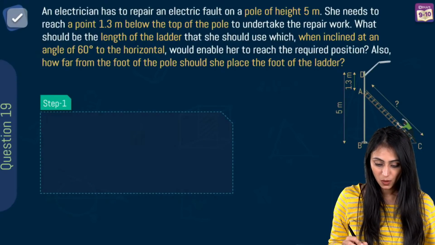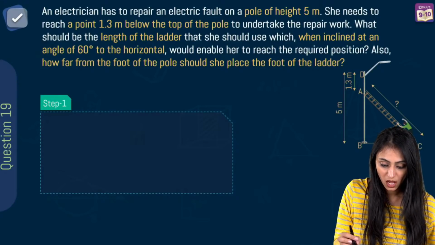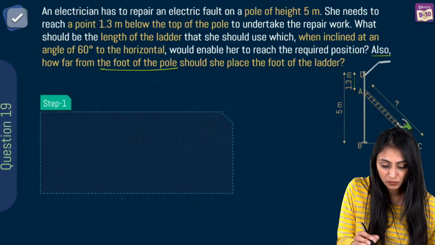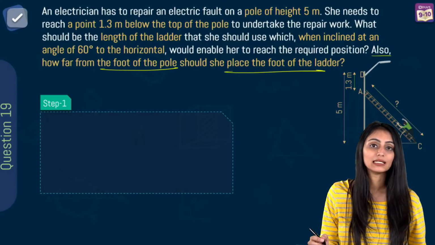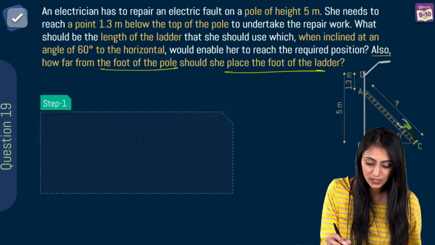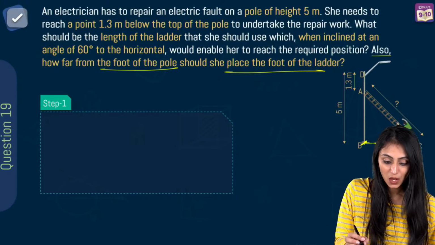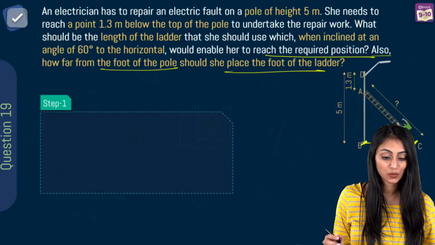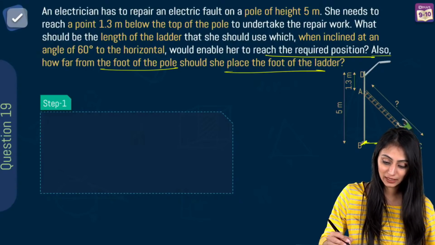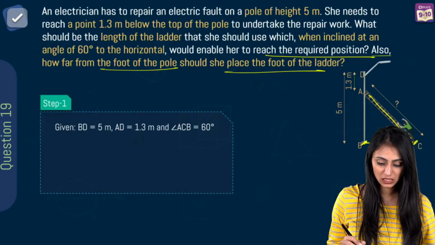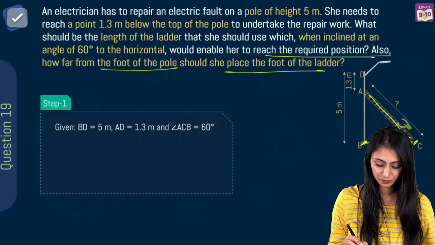So we need to find out how far from the foot of the pole should she place the foot of the ladder. This is the foot of the pole, this is the foot of the ladder. BC here you have to find out, and it says would enable her to reach the required position, right? What should be the length of the ladder also you need to find out. So first, mention everything whatever is given.